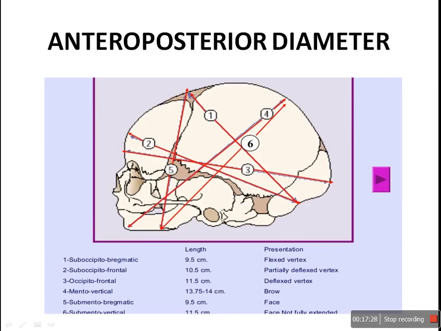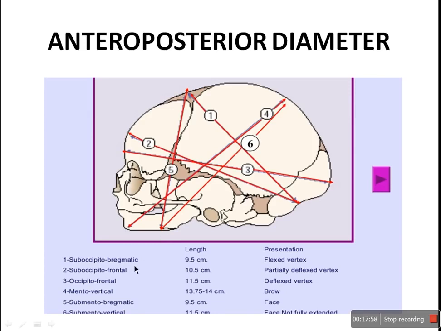When you see all these pictures, you may be confused, but we will explain everything easily. You all know about the different bones and all the sutures. Okay, first we can see the diameters. First one is suboccipitobregmatic. Please focus here.